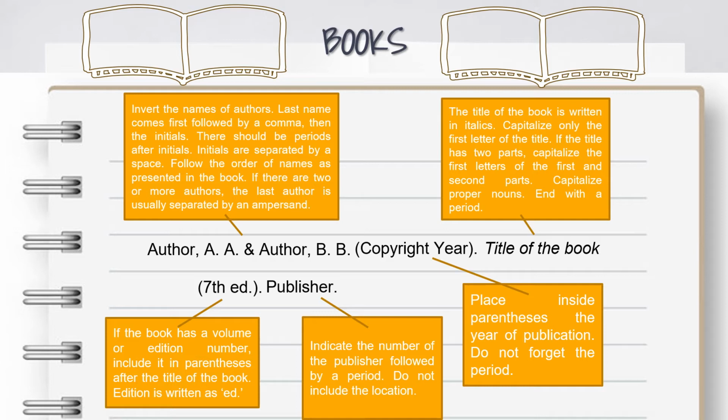Before or during the previous edition of APA, we were actually including the location of the publisher. For example, if it's from New York or from Manila, something like that. But in the 7th edition of APA format, you are not supposed to write or include the location anymore, but it's only the name of the publisher, and then you end it again with a period.